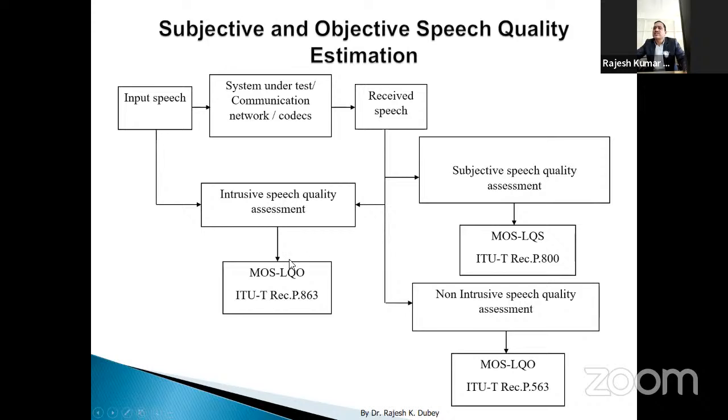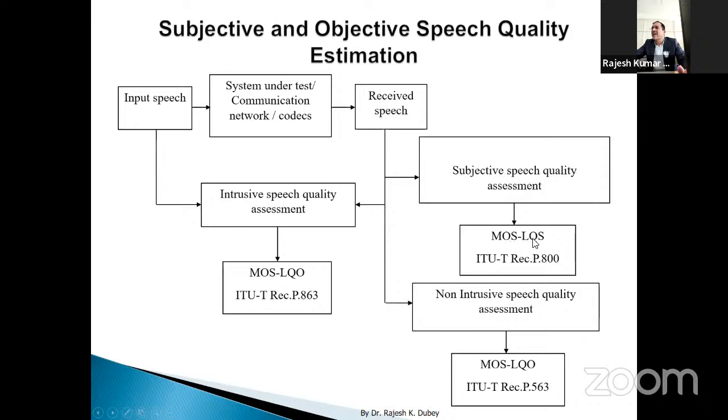Different ITU-T standards are there. For intrusive, it is recommendation P.863, and for the listener, it is ITU-T recommendation P.800. So there are standardized techniques. For non-intrusive, it is ITU-T recommendation P.563. MOS is called mean opinion score. It is the listening quality objective model, and the listening quality objective model mean opinion score. And this is the subjective model.